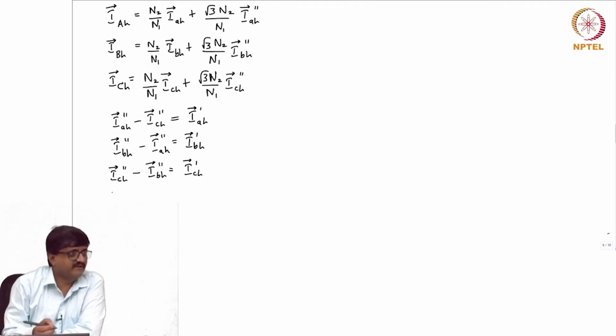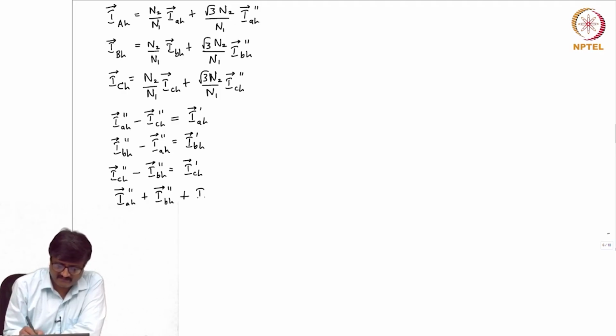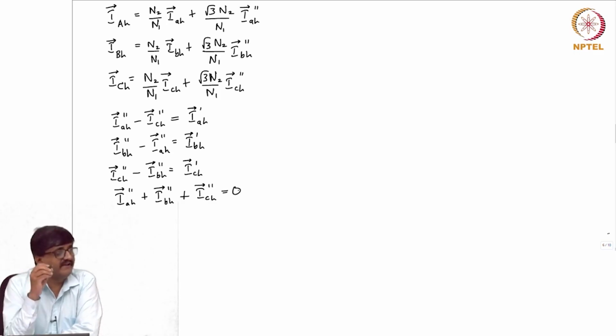There is a common factor root 3 n2 by n1. I can cancel out the common factor as long as it's not 0. So IAH double prime plus IBH double prime plus ICH double prime is equal to 0, by applying Kirchhoff's current law to the neutral of the Y winding of the Y delta transformer.